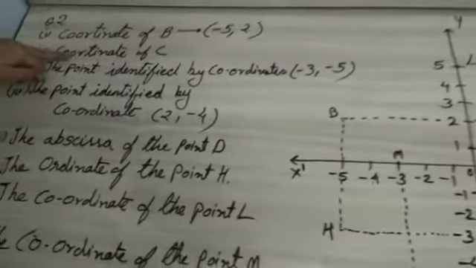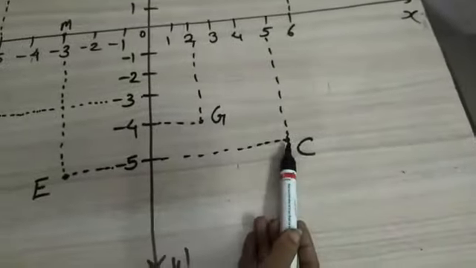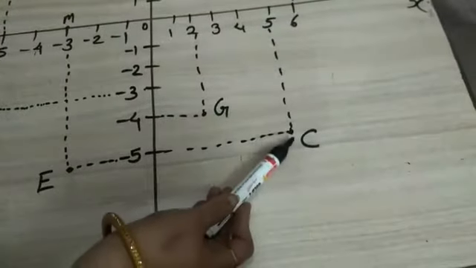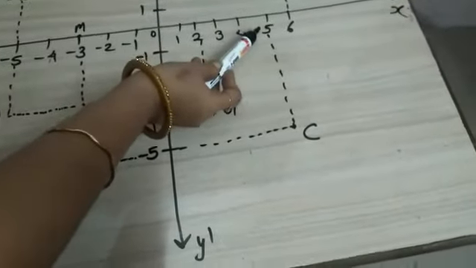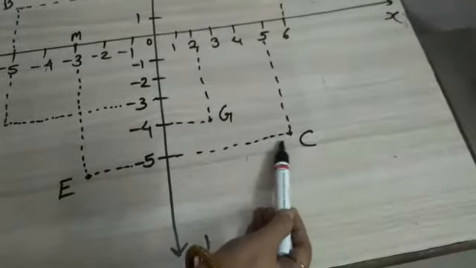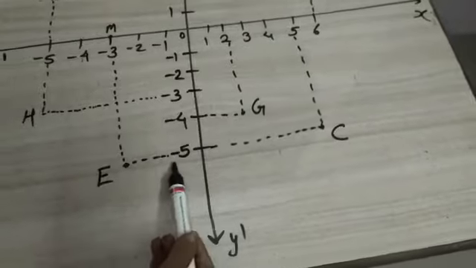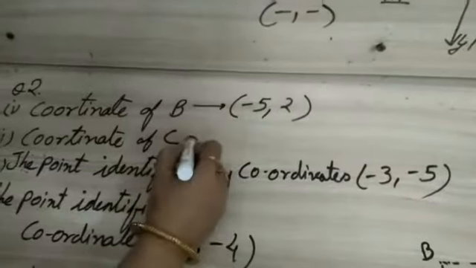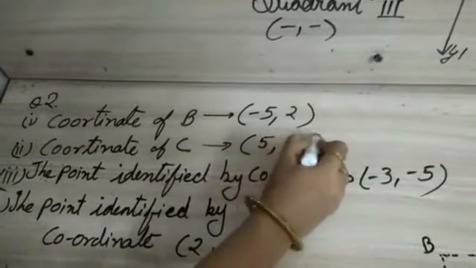Okay, in the same way they are asking the coordinate of C. Look properly, where is C? C is here. Again we will find the value on the x-axis first. So we will move properly. It is coming 5. So first we should write 5. Then we will move to y. So again it is coming minus 5. So we will write the coordinate of C. It will become 5 comma minus 5.